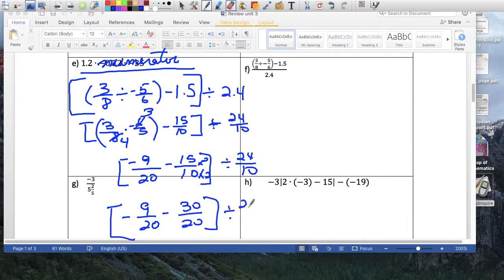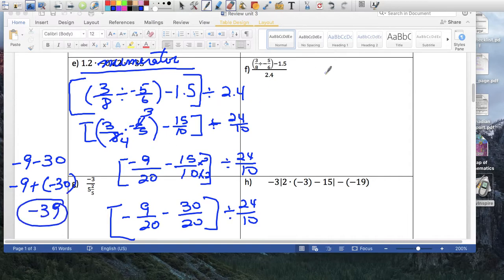Not done yet. Then divide by 24 over 10. So let me take this on the top here, on the side here. Ignore the denominators for a second, you get negative 9 minus 30. If I change that to an addition problem, I get negative 9 plus, right? Subtraction turns to addition, and we're going to take the additive inverse of 30, which is negative 30. Negative 9 plus negative 30 is negative 39, all right? So I get negative 39.